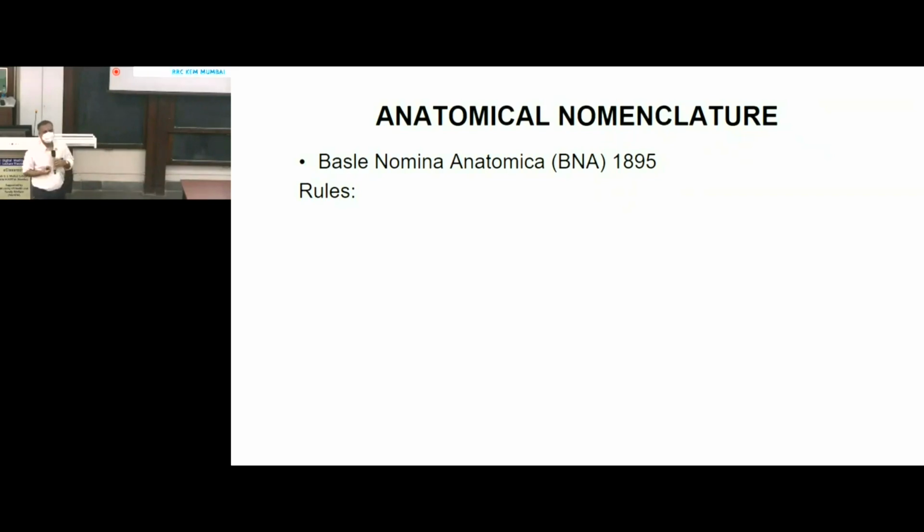Now, where is this Basel? Any idea? Which part of the world? Poland, okay. You are very good, the continent is correct. Europe. Yes. Switzerland, very good. You can Google and even find out immediately. Basel is in Switzerland. So that's the place where people met, and that's why this is called the Basel Nomina Anatomica. So what are the rules? Let's look at those rules one by one.